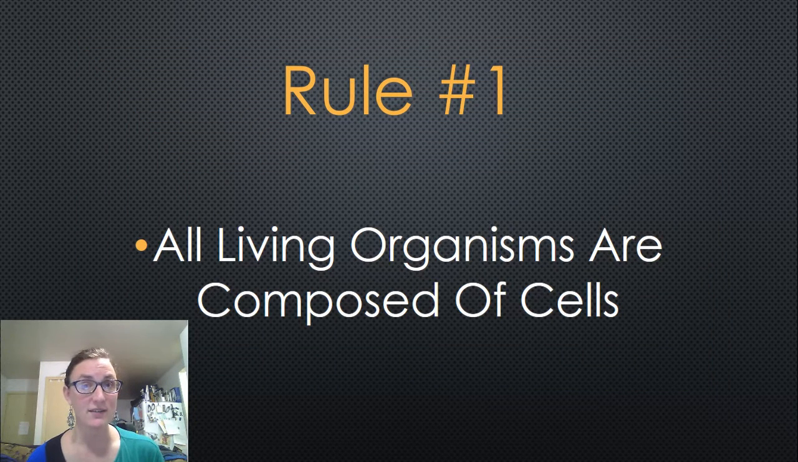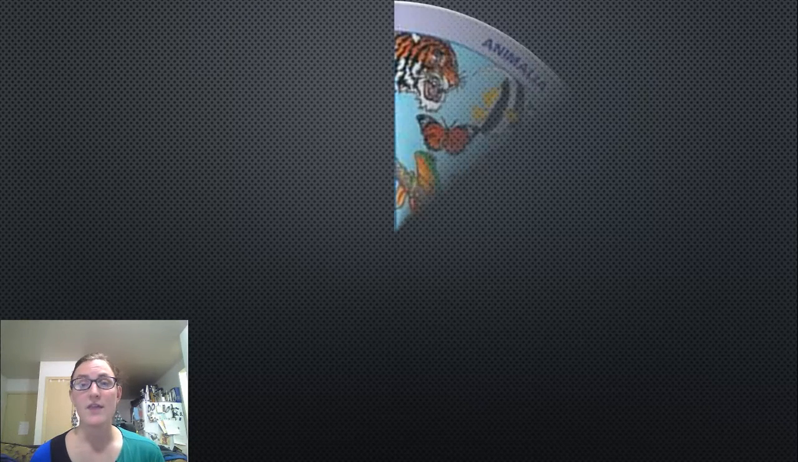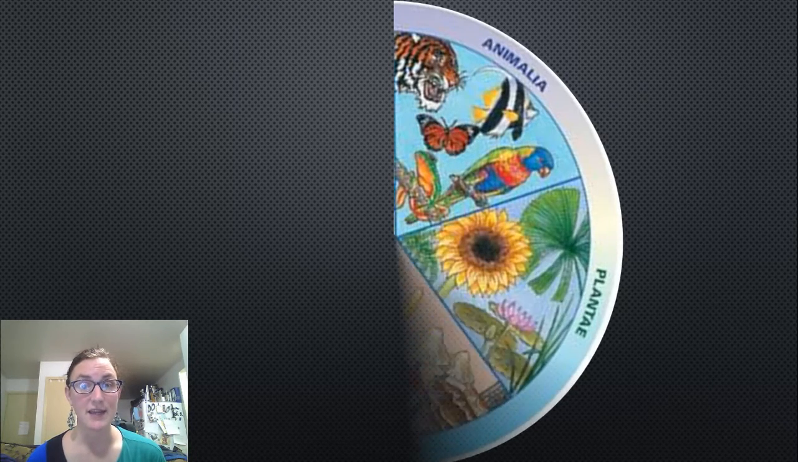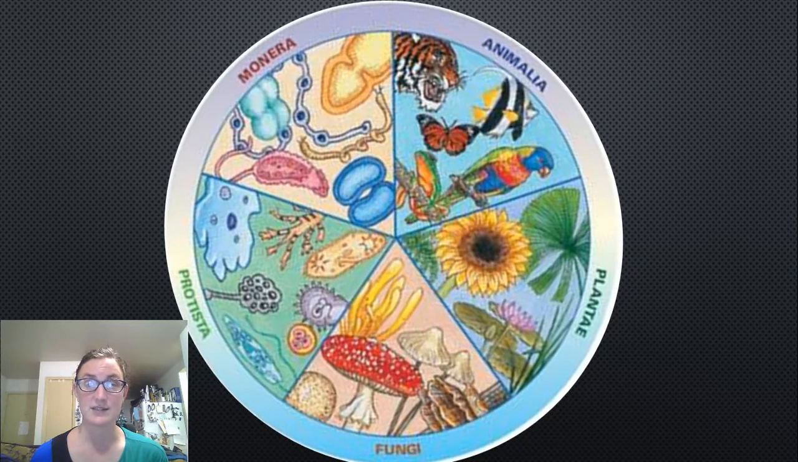Rule number 1 is that all living organisms are composed of cells. Whether they are a multicellular organism like animals, plants, and fungi, or a single-celled organism like bacteria. If at least one cell is present, that thing is considered a living organism.